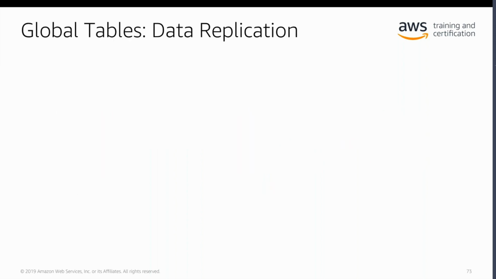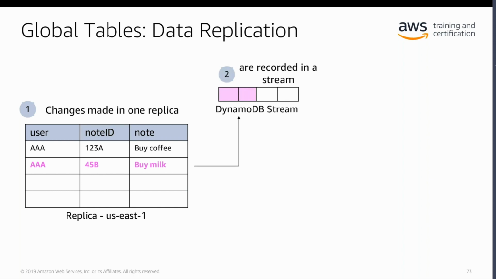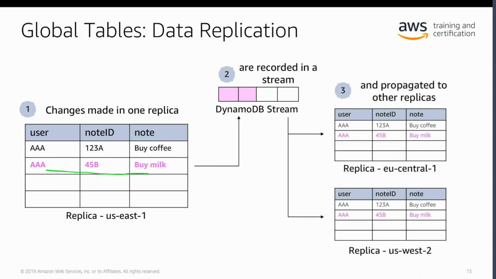It also supports global replication, so I can have replicas of my table that are created in multiple regions that Dynamo can populate automatically. So I add a new record here in US East 1, that record gets put out on the DynamoDB stream and automatically populates to other replicas located in different regions, like in this case, West 2 and EU Central 1. So you can set up global replication inside of DynamoDB.